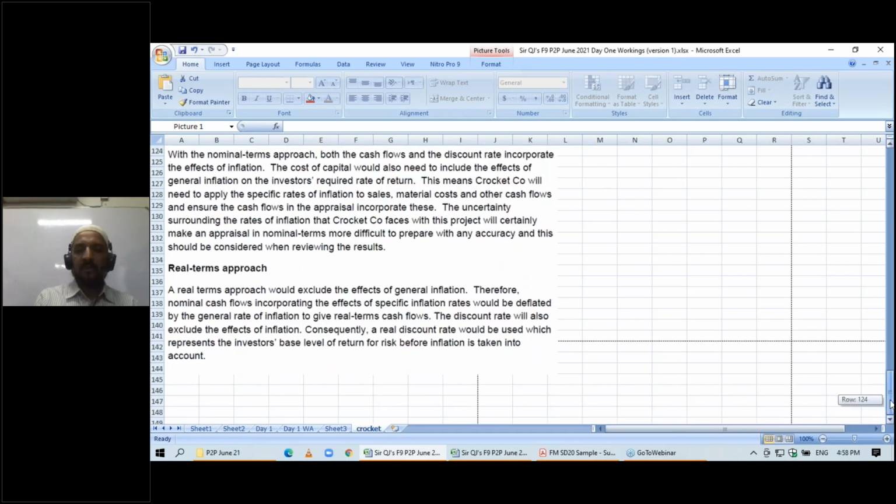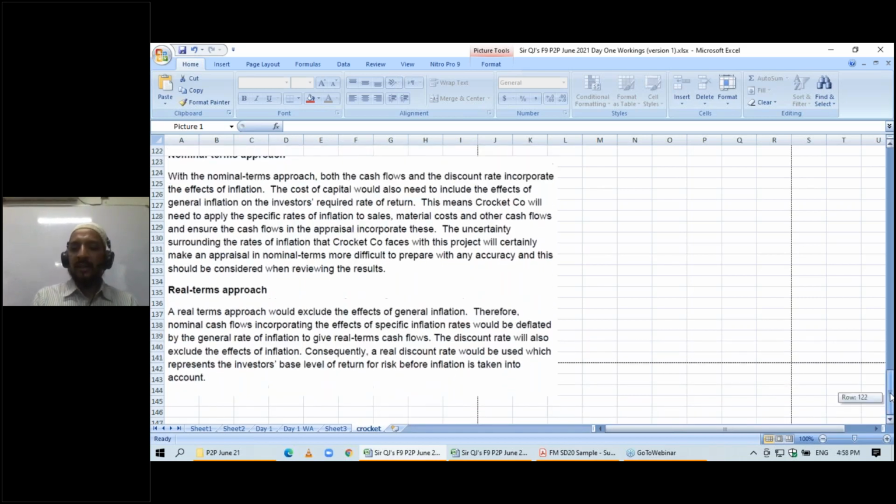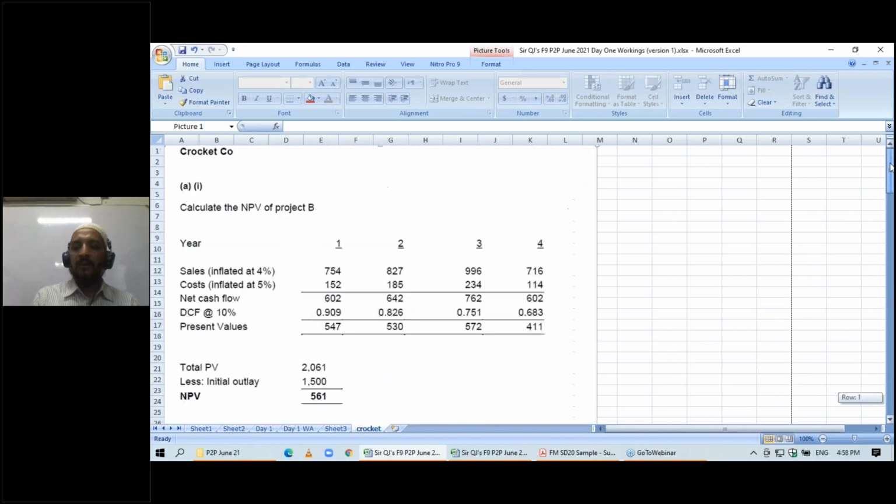Okay, students, I'm going to scroll it once again for people who have missed any portions. This is the answer to the question which I gave you as an assignment yesterday. Crockett company. This was asked in the previous 2 attempts, either in September or in December.